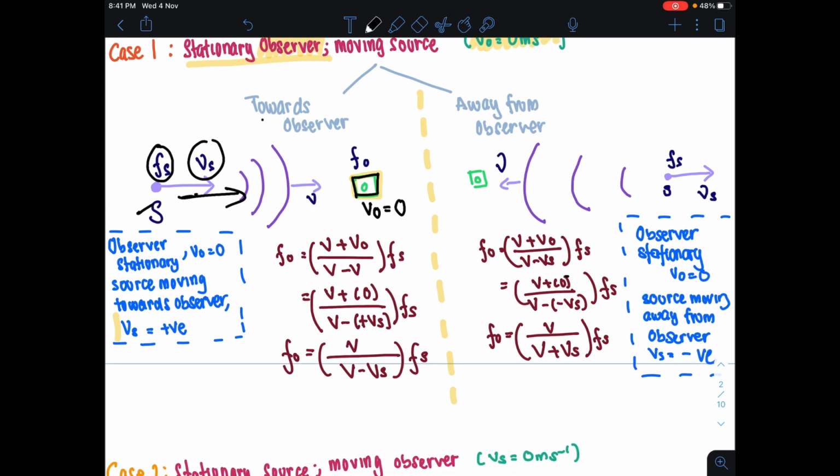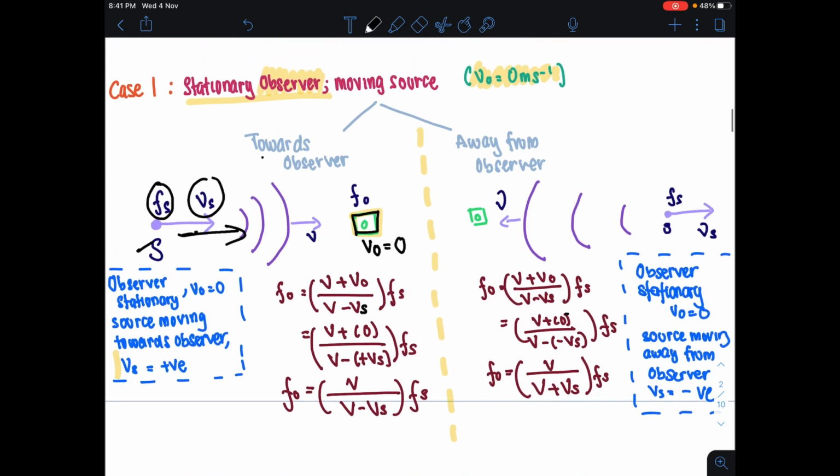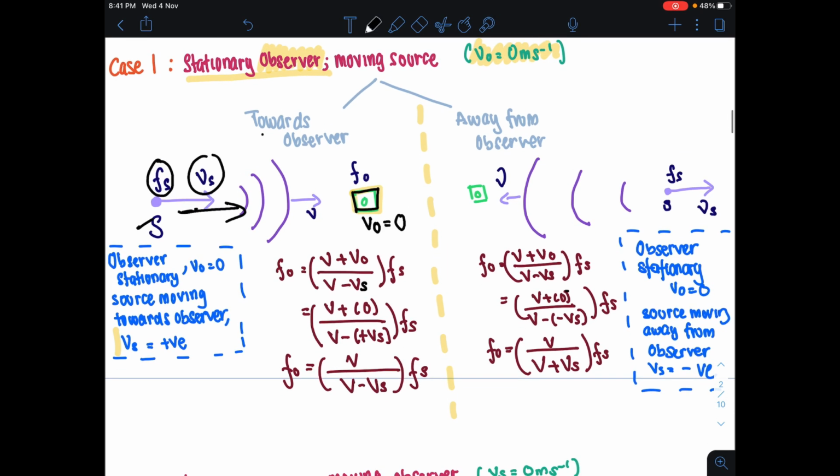So this one is your general equation. F0 is equals to V plus V0 divided by V minus Vs, darab dengan Fs dekat sini. So sebelum kita masukkan nilai semua, kita clarify balik. Stationary observer, maka V0 kita kosong. Dekat tempat yang kita jumpa V0, kita akan substitute kosong.